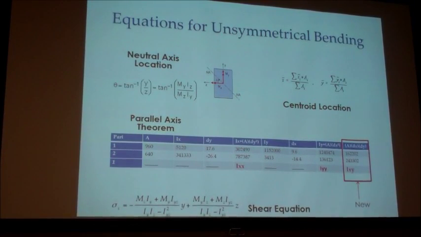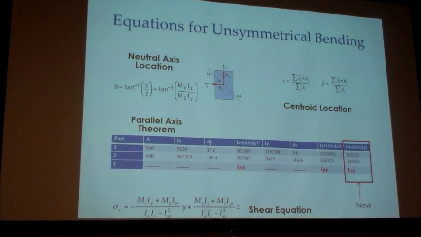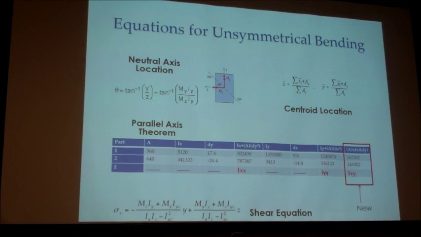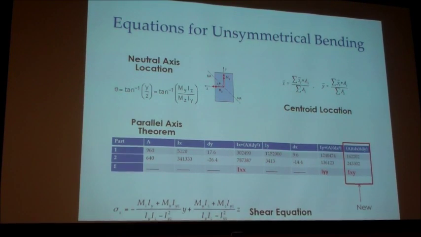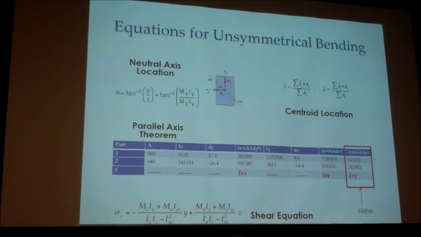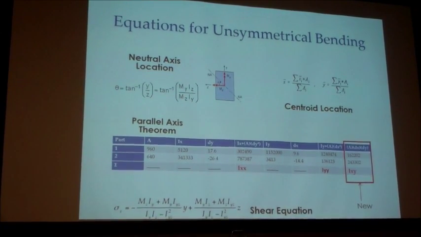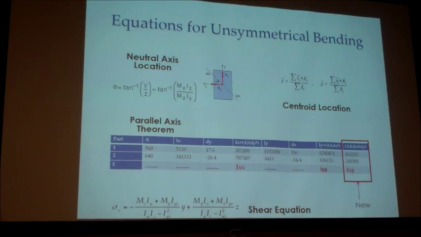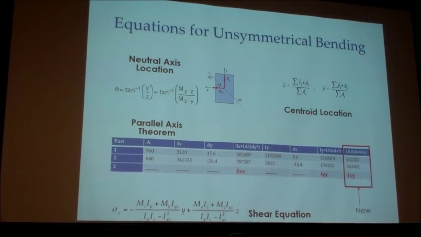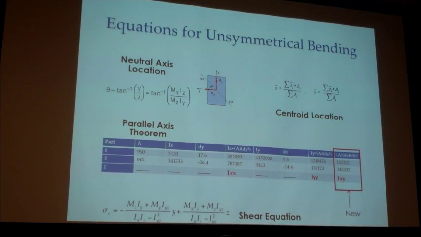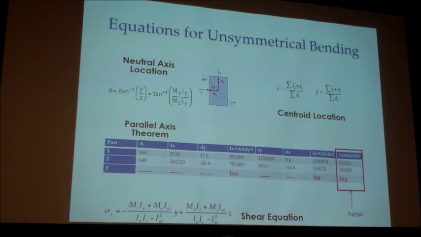Basically, we have these equations for unsymmetrical bending. Neutral axis location is important. You have the angle, which is really important for unsymmetrical bending because that's what all of your moments of inertia and all of your displacements are based off of, and once you establish those, it's easier to calculate the shear stress. And then, of course, the centroid.